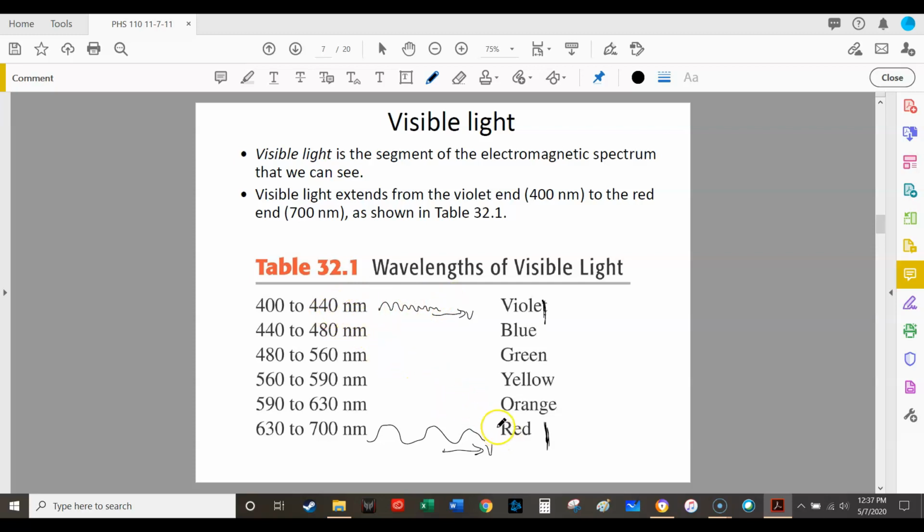So notice the order of this too. Red is the longest wavelength, orange, then yellow, then green, then blue, and there's also indigo in here. And then violet. So you often will hear scientists talk about the spectrum of visible light in terms of Roy G. Biv. Red, orange, yellow, green, blue, indigo, violet.